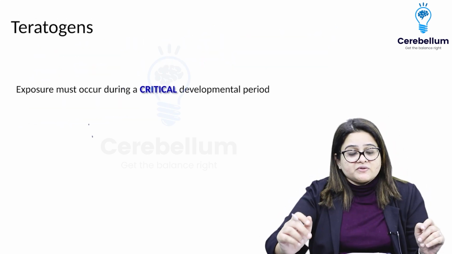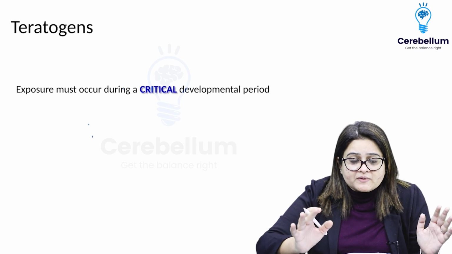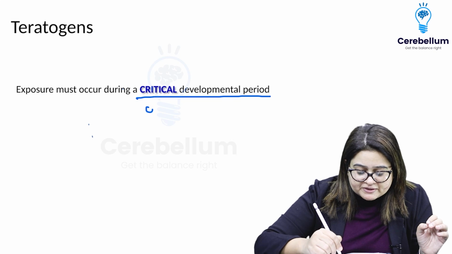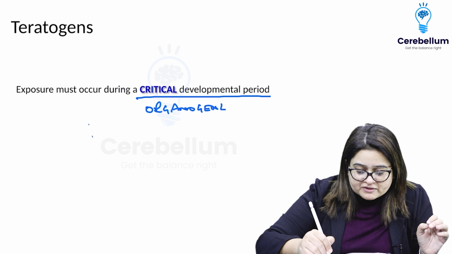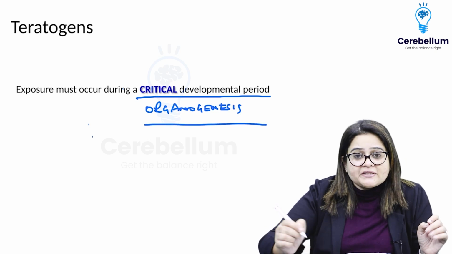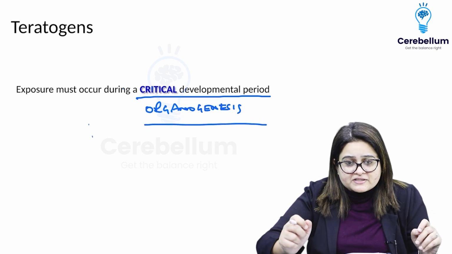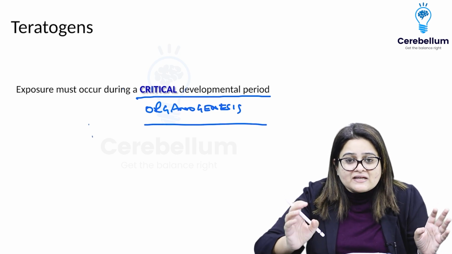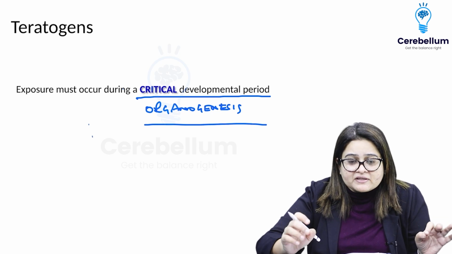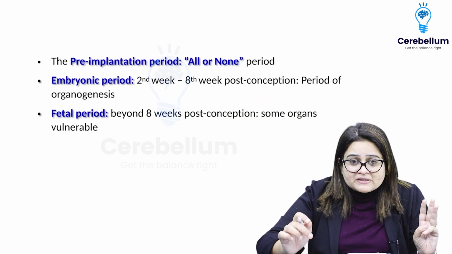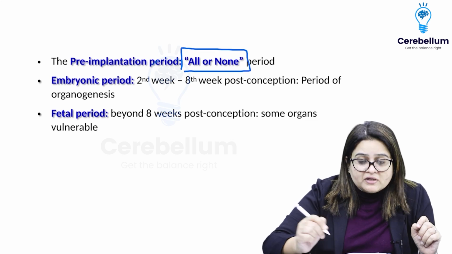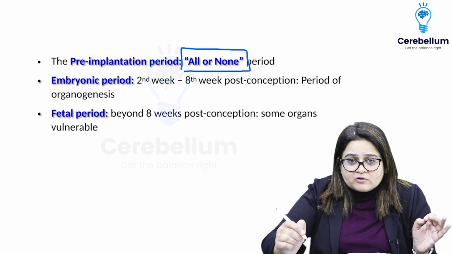It's very important to remember that teratogenic exposure must occur during a critical developmental period, that is the period of organogenesis. Different organ systems develop in different periods of gestation, and depending on when the teratogenic exposure occurs, that organ system may be affected. It's also very important to remember three other things. Number one, the all or none phenomenon. What does the all or none phenomenon mean?